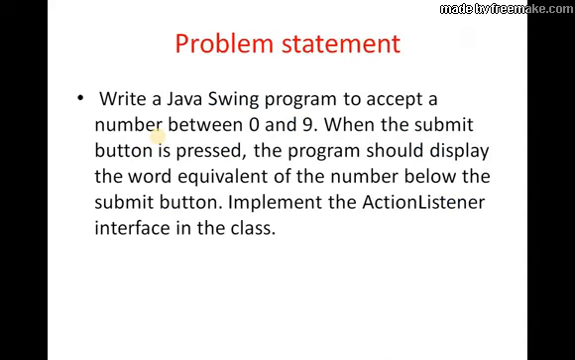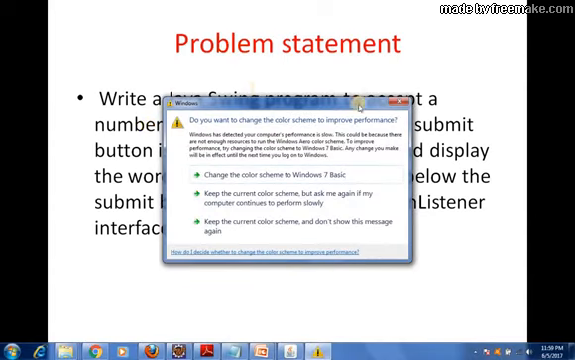So let us take a problem statement. Write a Java Swing program to accept a number between 0 and 9. When the submit button is pressed, the program should display the word equivalent of the number below the submit button. Implement the action listener interface in the class. So this is the problem statement.